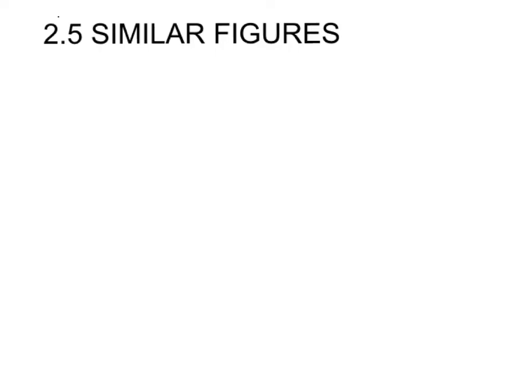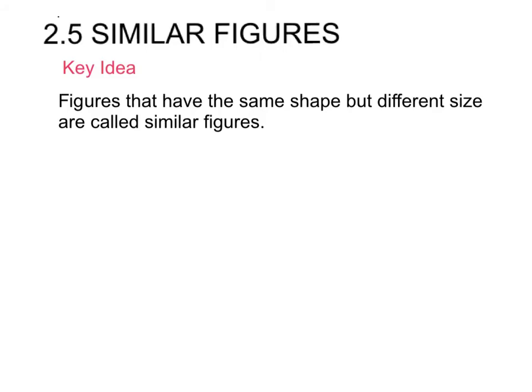In section 2.5, we are going to start with similar figures. Up until now, we've talked about congruent figures, and congruent means when you have the exact same shape and the exact same size. So here's your key idea. The first part of our key idea is to define what similar figures are. Similar figures have the same shape, but their sizes are different. So same shape, different size. That's what you call a similar figure.